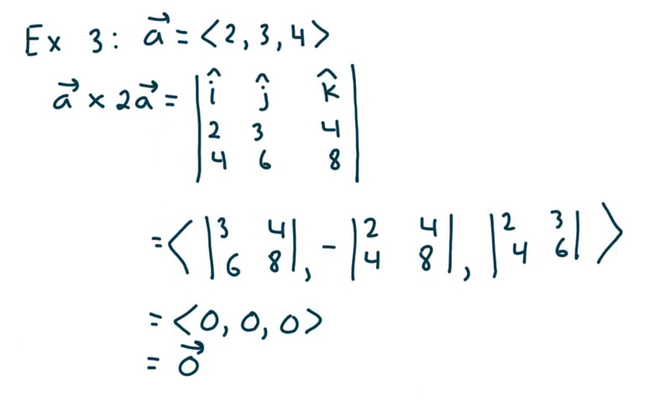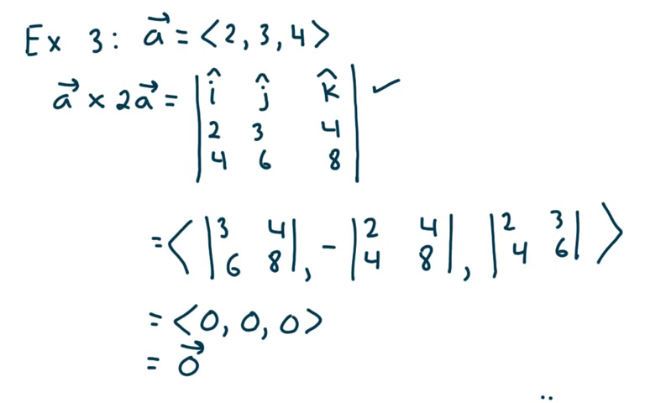Example 3. Suppose A is the vector 2, 3, 4, and I want A cross 2A. So in the first row, we have i, j, k. In the second row, we have 2, 3, 4. And in the third row, I'm just going to double each of the components, and so I have 4, 6, 8.